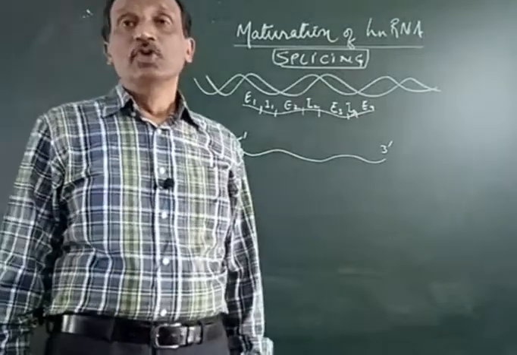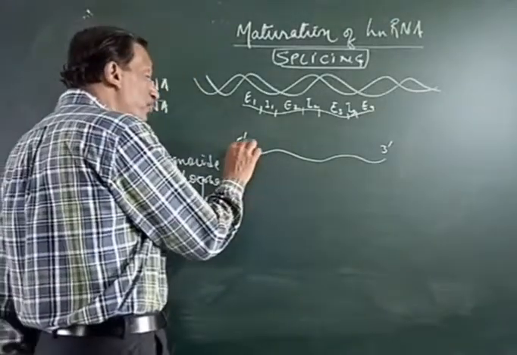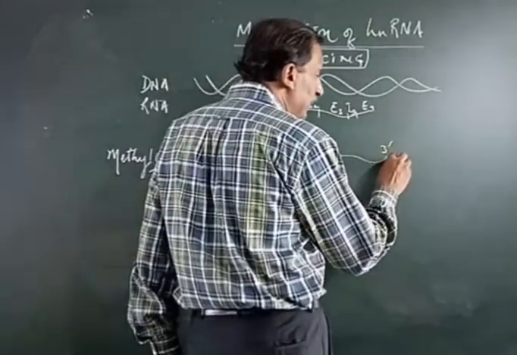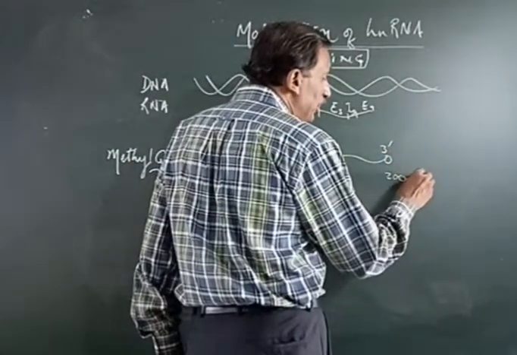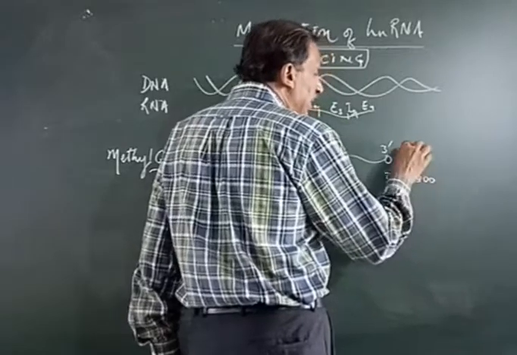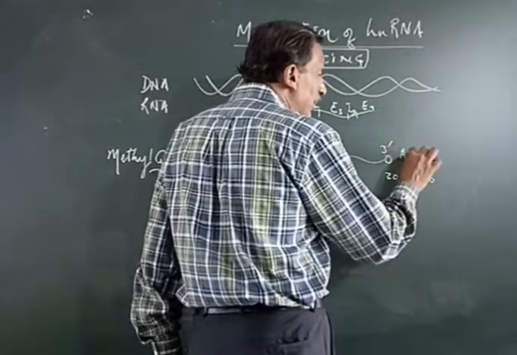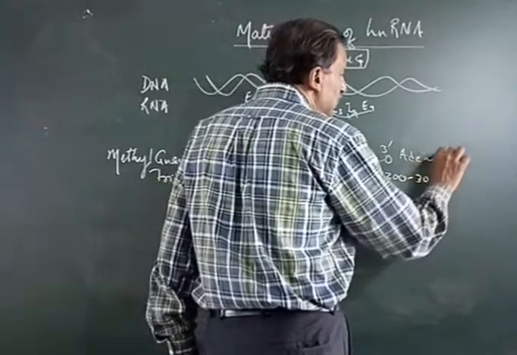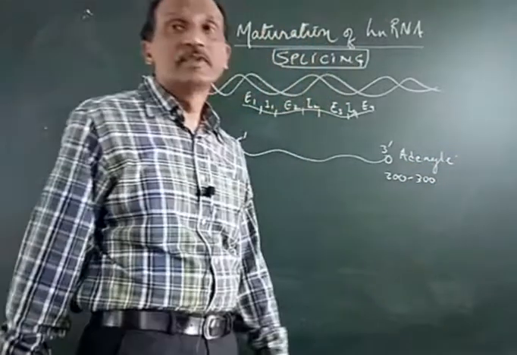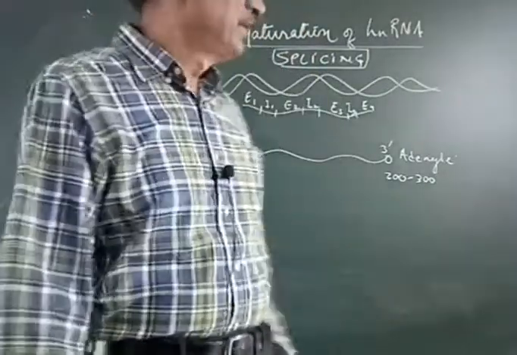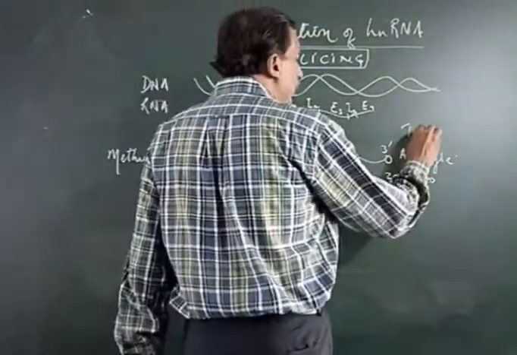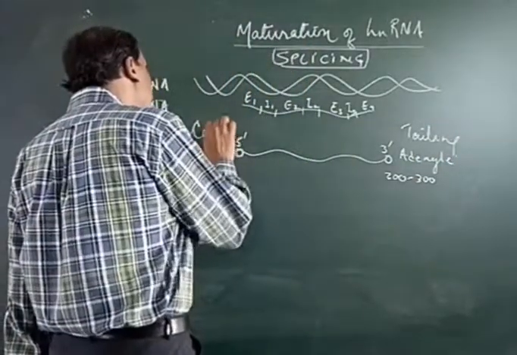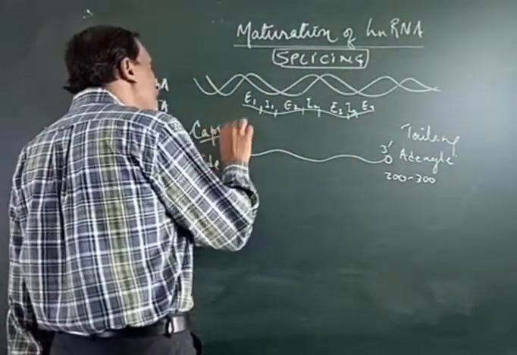Okay, so this will come and attach at the 5' end. And on the 3' end, 200 to 300 adenyl groups will attach. That is called tailing, and this is called capping.